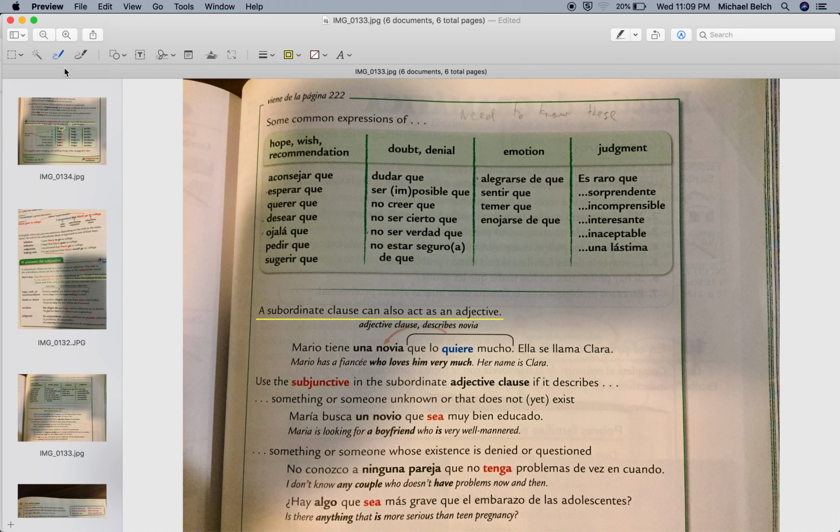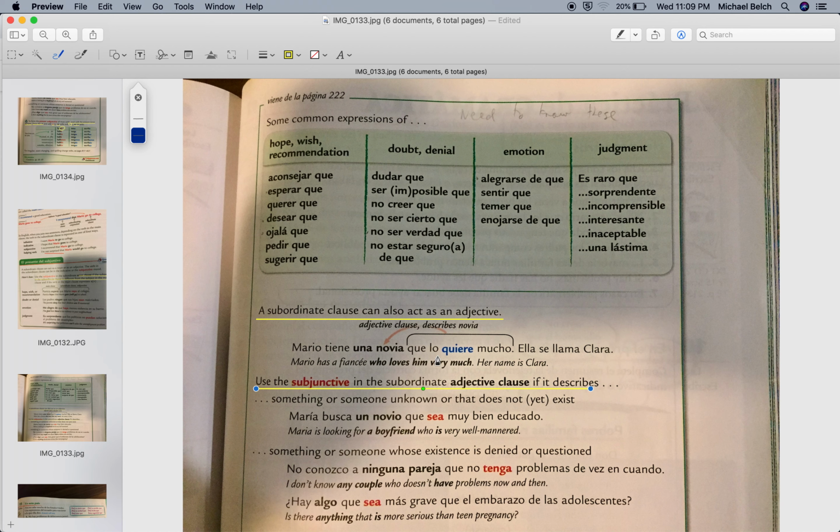But sometimes we will use the subjunctive in the subordinate adjective clause, the description of the first clause, if the subordinate adjective clause describes two things. Okay, here are the two things. If they describe something or someone unknown or that does not yet exist.